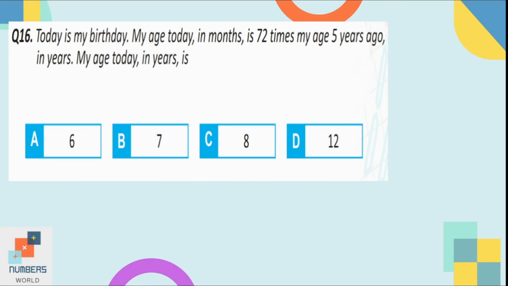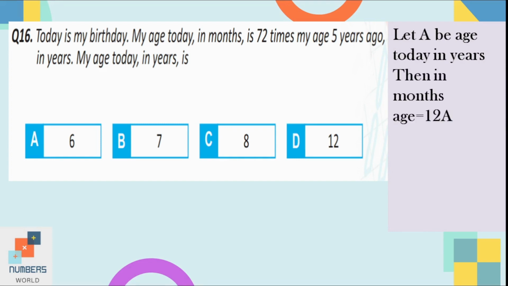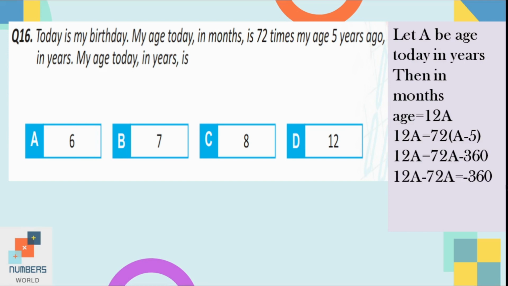Question number 16. Today is my birthday. My age today in months is 72 times my age 5 years ago in years. My age today in years is, so here let A be the age today in years, and if we convert it into months, that will be equal to 12A because there are 12 months in a year. Now we will form an equation: my age today in months, it means we are talking about 12A, is equal to 72 times my age 5 years ago. So we will subtract 5 out of A and multiply it by 72. So our equation is 12A is equal to 72 into A minus 5. After solving the equation, we get A is equal to 6. So my age today in years is 6 years.